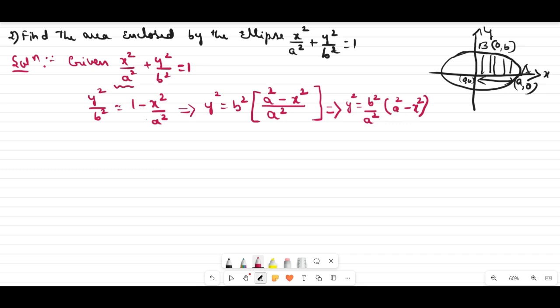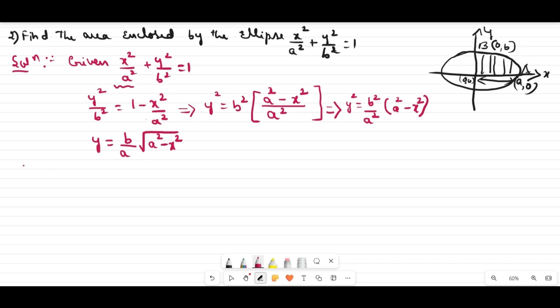What we want actually is y. So therefore y can be written as b by a into square root of a square minus x square. By taking the root on both sides, on the left hand side y square and root get cancelled. On the right hand side, b square by a square is there, so the root along with the square gets cancelled, only b by a will remain. Next, root of a square minus x square.